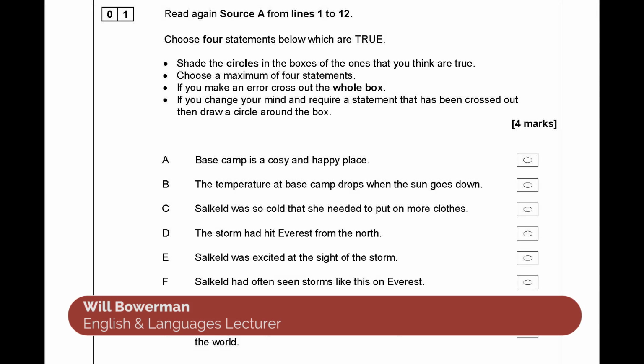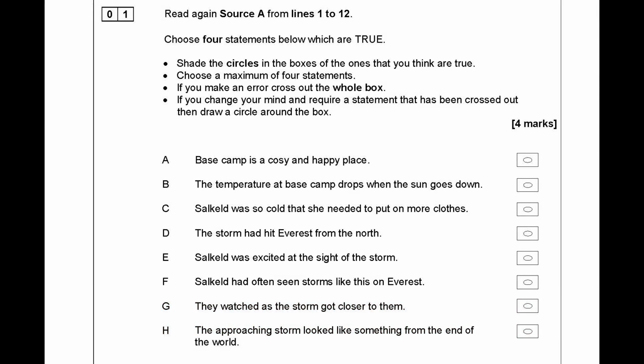So for paper 2, the first question is true or false statements. The first thing you must do is read source A, and it will give you an indicator in the question of which lines to focus on. So if we look at the question in front of us, read again source A from lines 1 to 12. The 4 statements that you pick that are true will be in that section, lines 1 to 12. Okay, so there'll be 4 that are irrelevant or false statements as well.